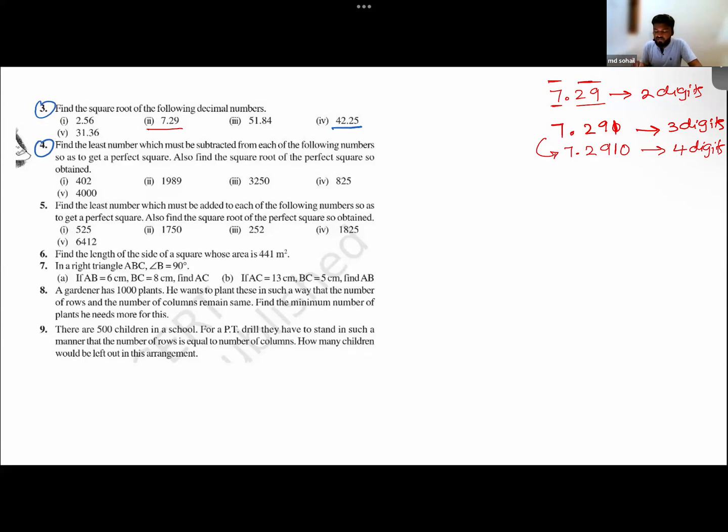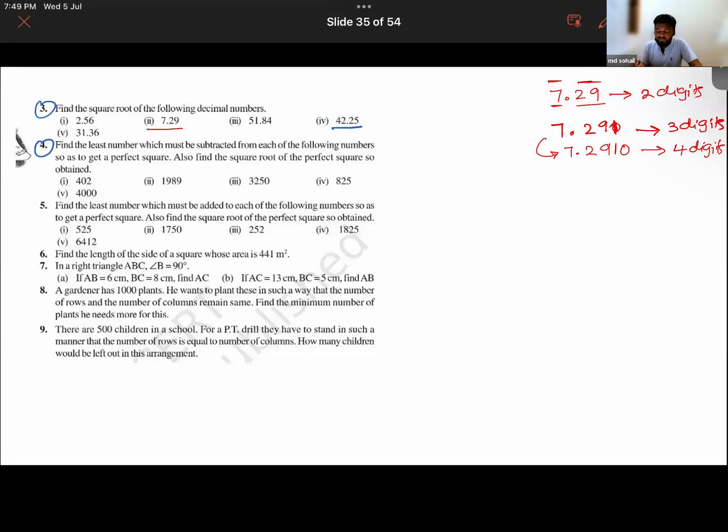No, I have taken just an example here. We have not added one. I just gave you an example. Suppose the number was like this, 7.291, in which after the decimal position there are 3 digits. That is an odd number of digits. So what we will do is make the number of digits after the decimal even by adding 0.